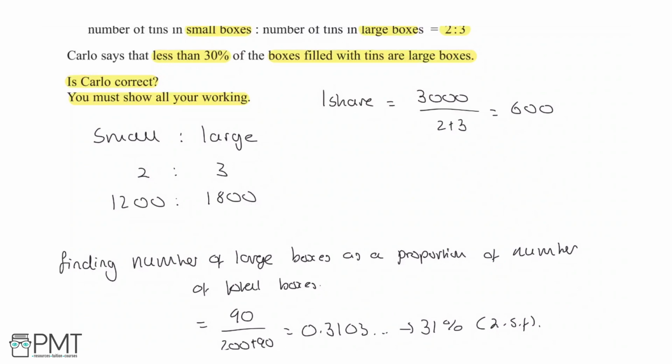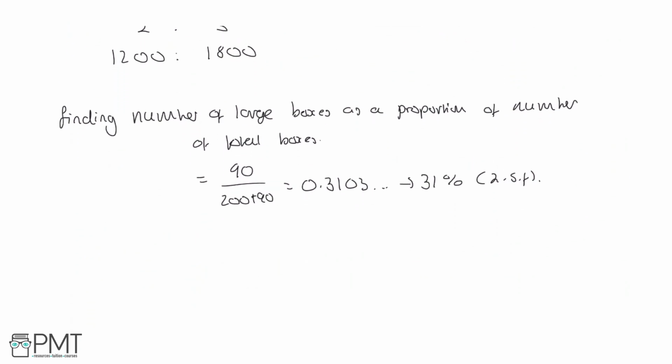We are told Carlo says less than 30% of the boxes filled with tins are large boxes, but it's actually 31%. So what we can say here is a concluding statement. We can say 31% is greater than 30%. Therefore, Carlo is wrong.